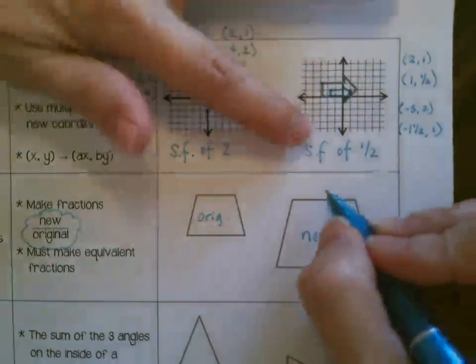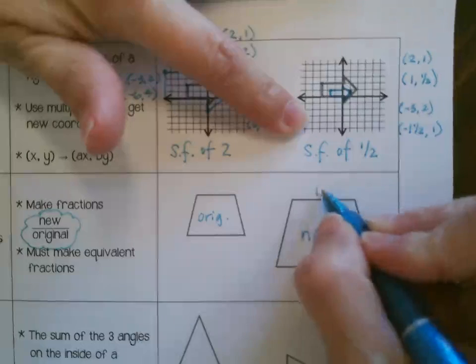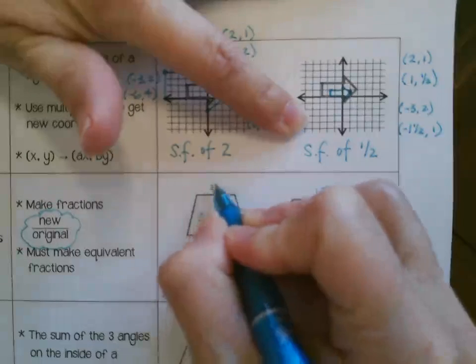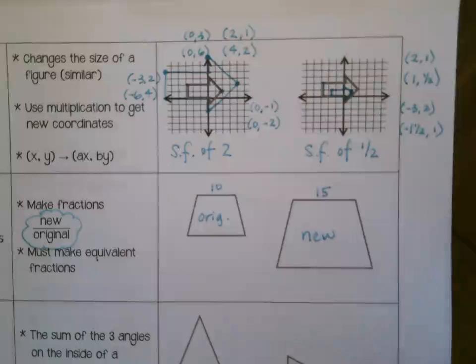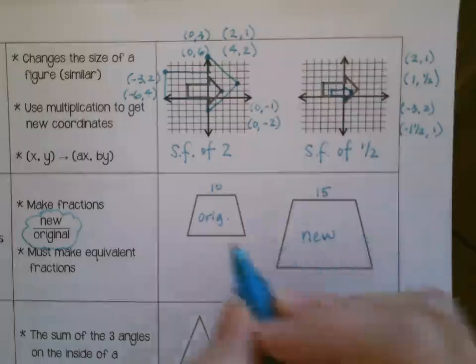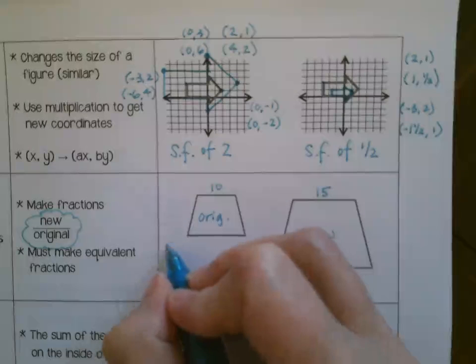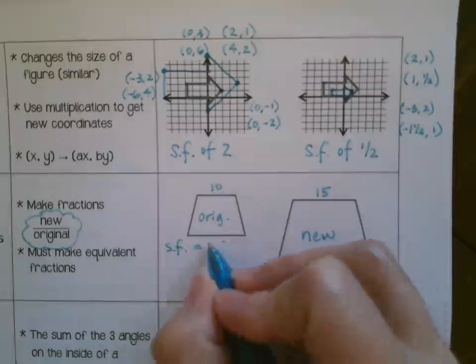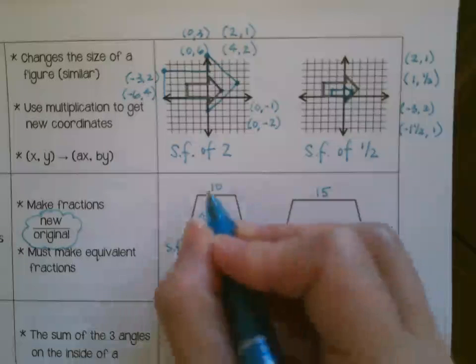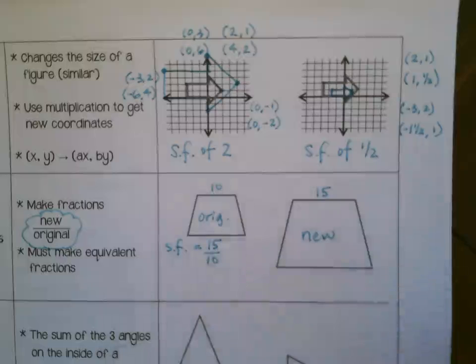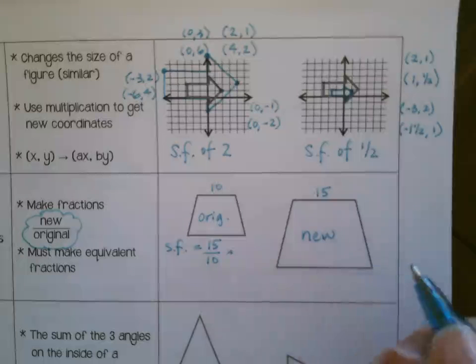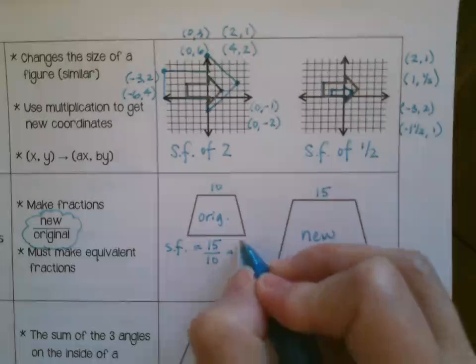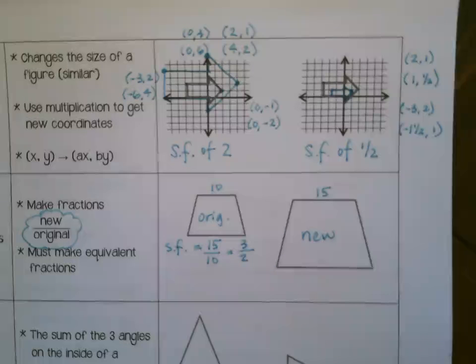I'm going to give you some measurements. So let's say this one is 15 and this one is 10. All right, to figure out what the scale factor is, I'm going to do new over original. So the scale factor is always going to be the new shape, which is 15, over the original shape, which is 10, and I can reduce both of those by 5. So that tells me that the scale factor is 3/2.